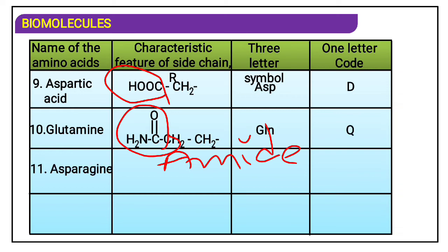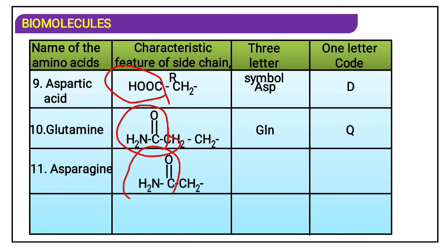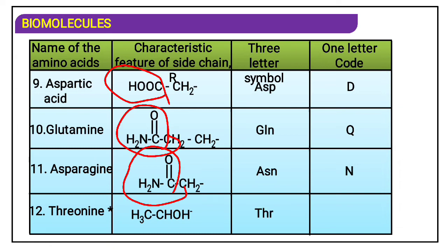And asparagine, when you look at the asparagine structure, even there is a presence of what? Amide. That's why asparagine also belongs to the amide group containing amino acids. Next one is threonine. It's a very important one. Threonine contains an alcohol functional group.